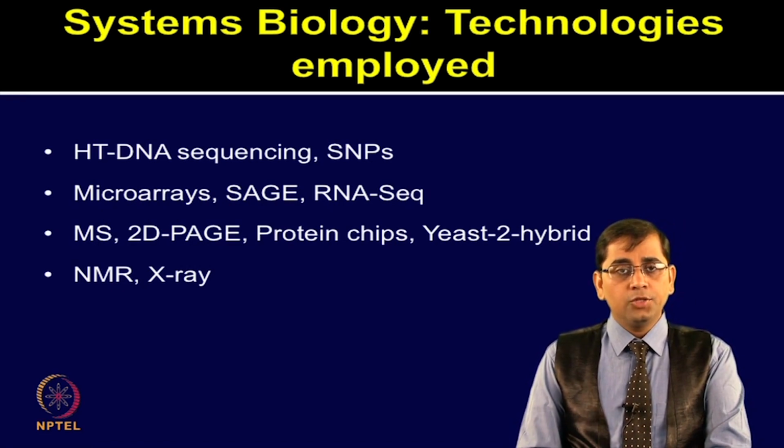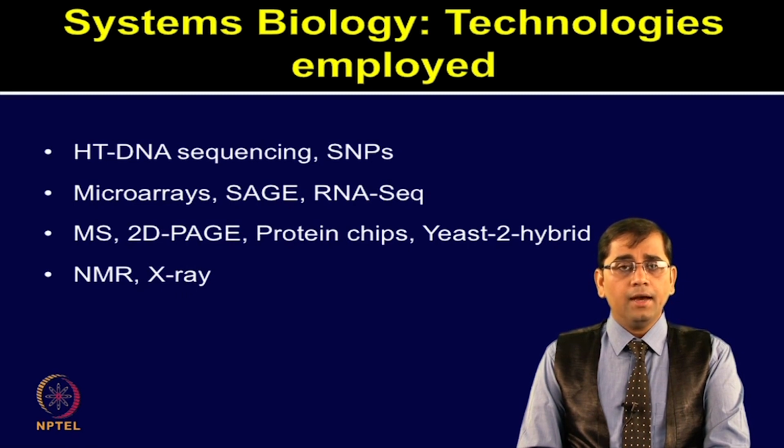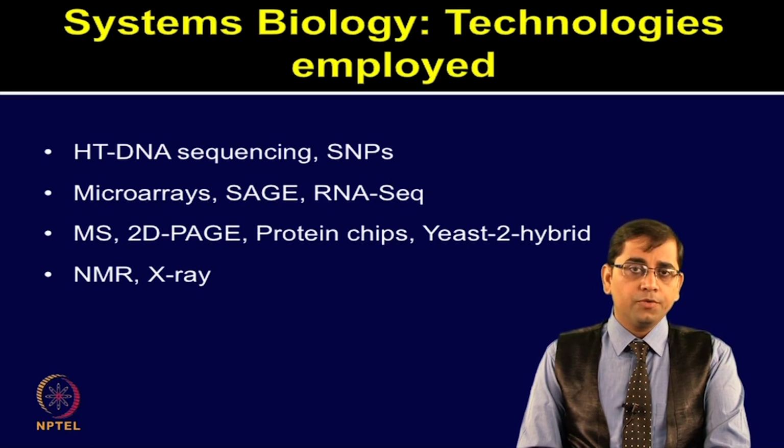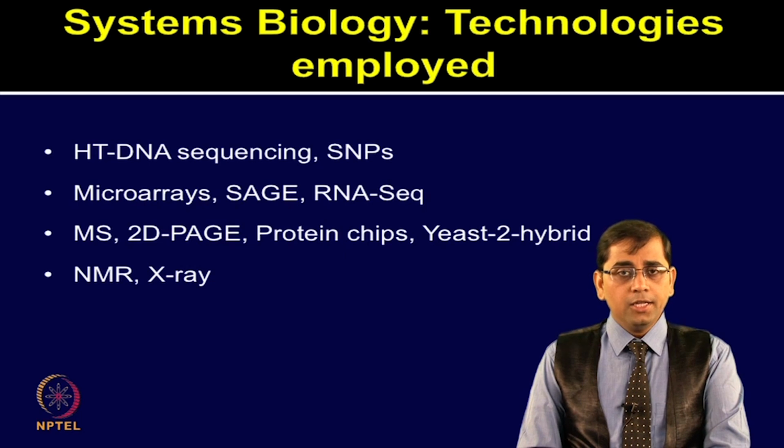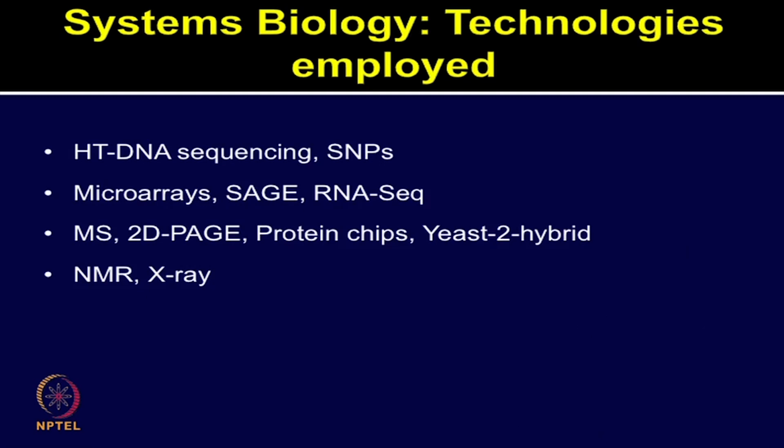For genomics, there are high throughput DNA sequencing methodologies and mutation detection using SNP methods. For transcriptomics, the transcript measurements can include serial analysis of gene expression, gene chips, microarrays and RNA sequencing. For proteomics, mass spectrometry, two-dimensional electrophoresis, protein chips and yeast two-hybrids and different structural proteomic tools such as X-ray and nuclear magnetic resonance. X-ray and NMR are mainly employed for metabolomic analysis in the field of metabolomics.